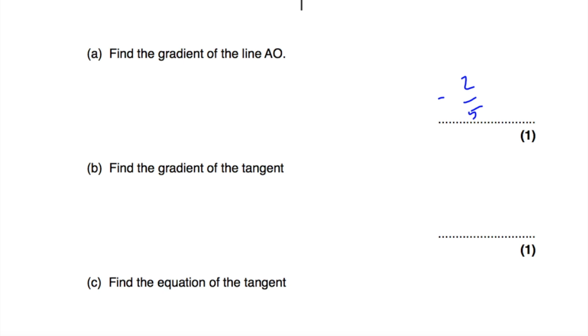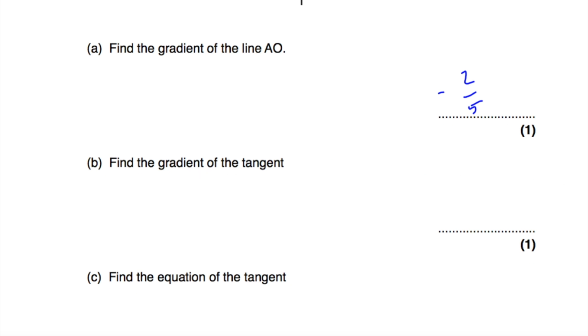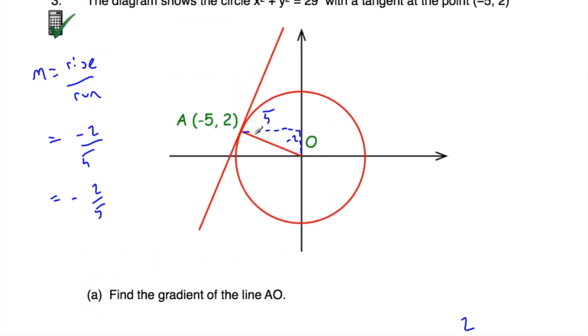Okay, now let's look at part B. Part B says find the gradient of the tangent. So now we know the gradient of the radius. We know that the radius and the tangent will be perpendicular to each other.